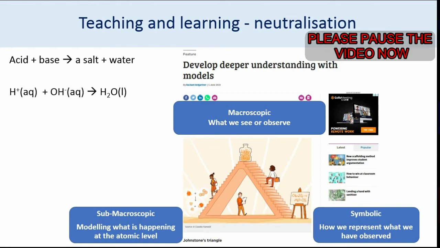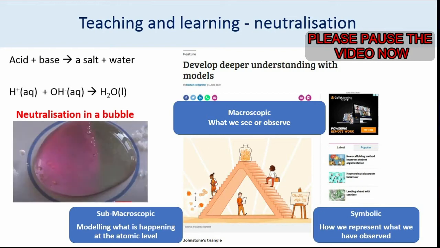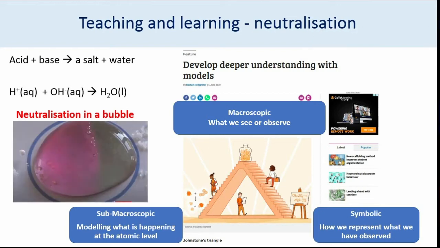Pause the video and have a go at completing Johnson's triangle whilst watching the microscale neutralization in a drop clip. You'll be able to download a triangle template from the companion sheet along with the link to the video. To find out more about how to use Johnson's triangle with your students, have a look at the 7 Simple Rules article. Develop deeper understanding with models. The link is also on the companion sheet.